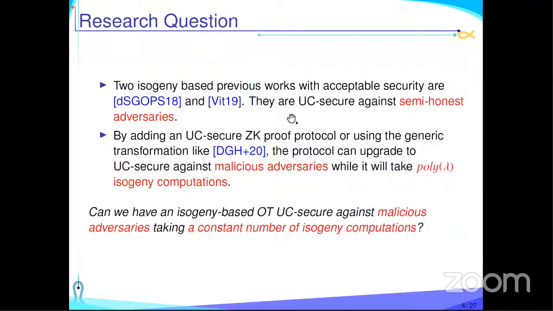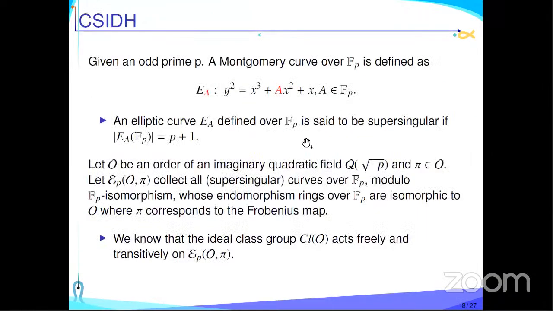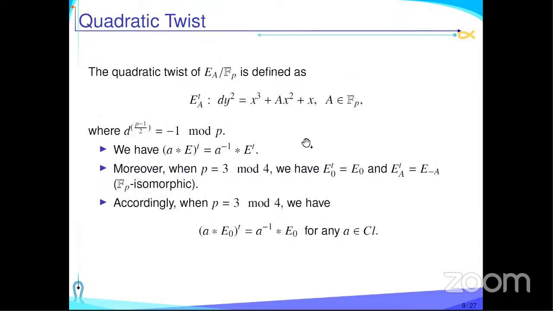So our research question is, can we have an isogeny-based OT that is UC secure against malicious adversaries and takes only a constant number of isogeny computations? Malicious means that the adversary is not required to follow the protocol specification. And semi-honest adversary means that the adversary will follow the protocol specification, but tries to learn more information from the execution. The isogeny tool we rely on is CSIDH. I will assume you are familiar with this.